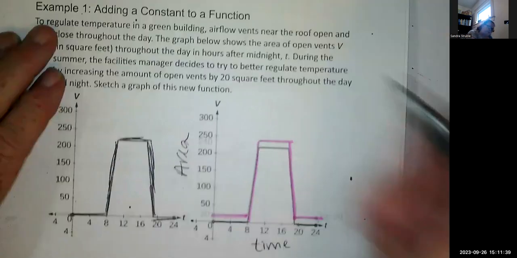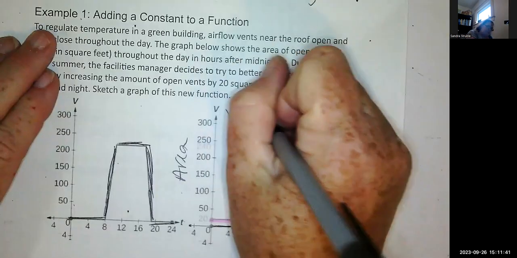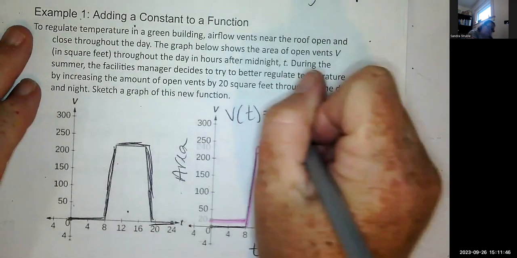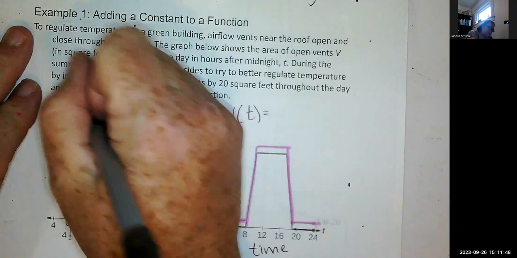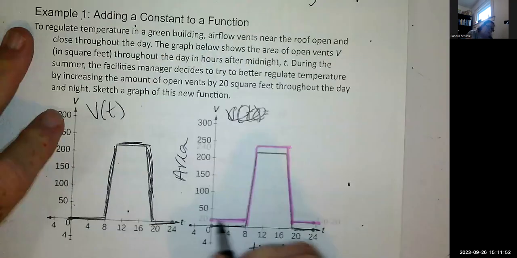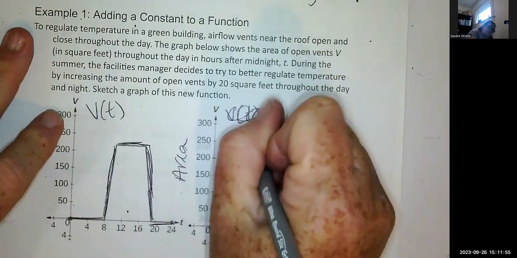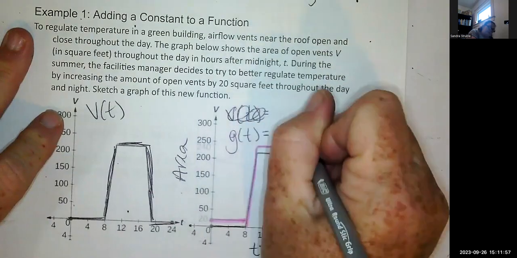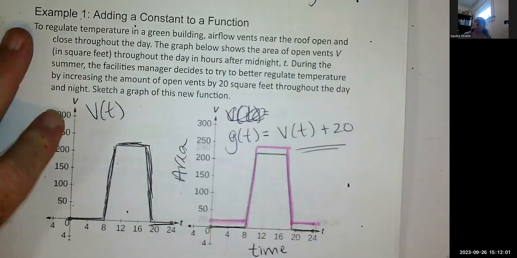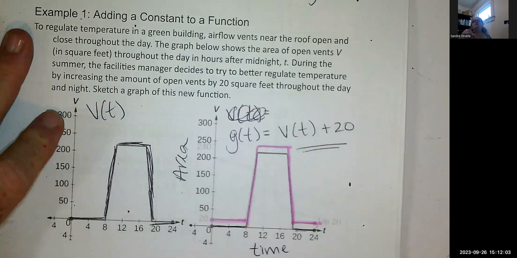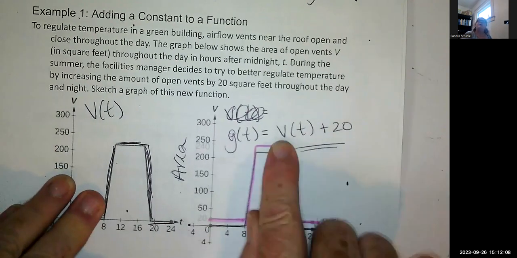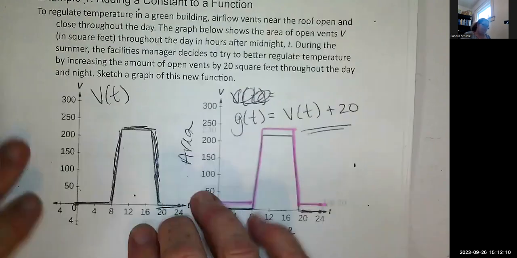So if we took V of t as the original function, we're going to need to have a different one. So if this one over here is V of t, we're going to need a different one, this new pink one. Let's just say G of t is equal to V of t, the original function, plus 20. That is what a vertical shift looks like. The plus 20 is going to show that it's actually shifting up. And that has to be the constant outside of the function.